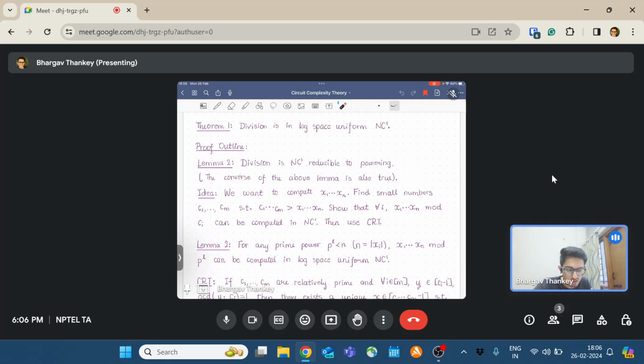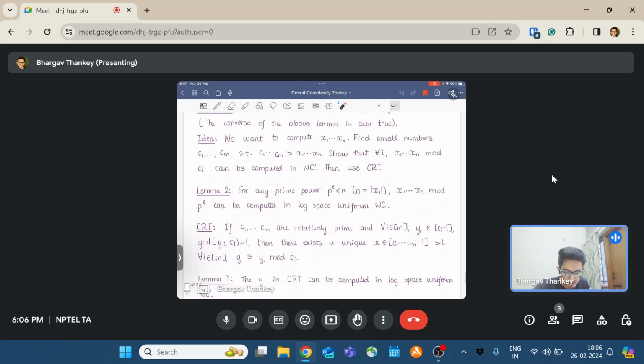We would find small numbers c1 to cm, whose bit complexities would be like log n, such that their product is strictly greater than the product of x1 to xn. And then we would show that for all i, the product of x1 to xn mod ci can be computed in NC1. And then we would use the Chinese remaindering theorem. What the Chinese remaindering theorem tells us is that if you have something like this, then from this you can compute x, which is the product.